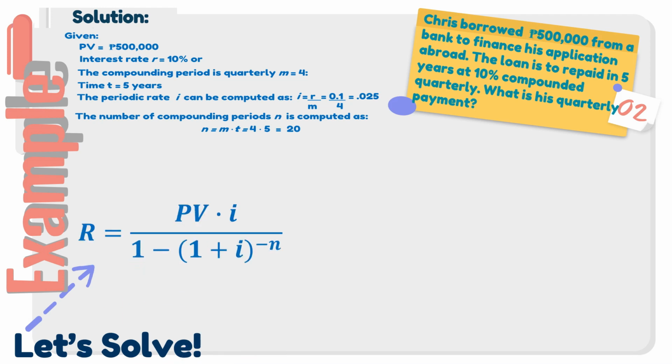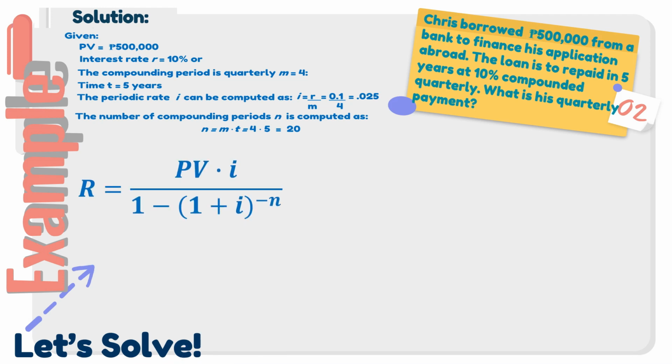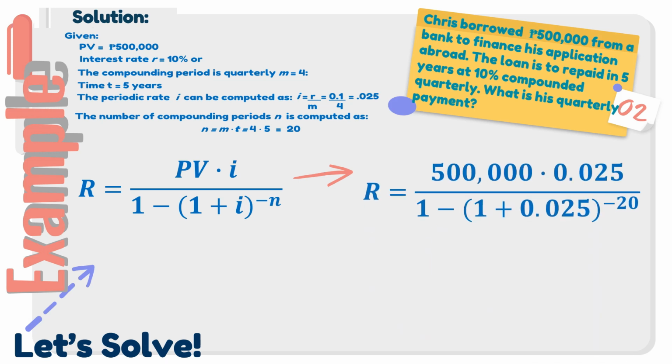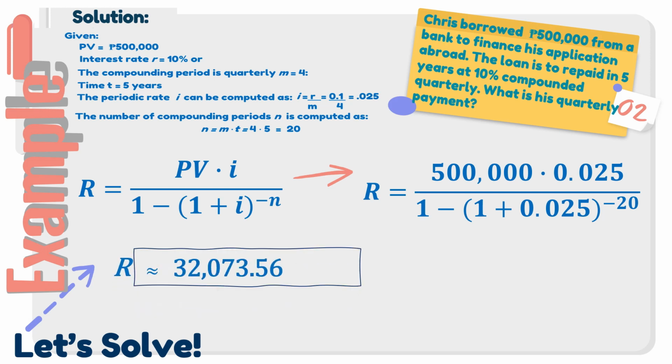Substituting the given to the formula of R, which is equal to PV times i over 1 minus the quantity 1 plus i raised to negative n, will give you this equation. And pressing this on your calculator, that will give you R approximately 32,073 and 56 hundredths. Therefore, Chris' payment is 32,073 pesos and 56 centavos quarterly.